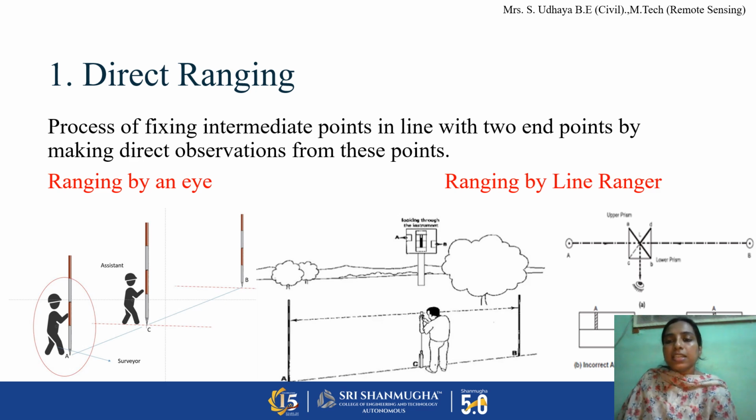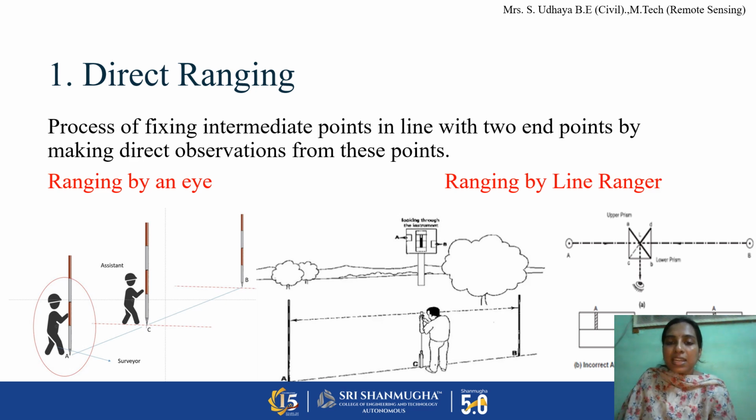The next method is ranging by line ranger. As you see in the picture, a line ranger device is used. A and B are two survey stations. In between, we approximately fix a point and place the line ranger instrument as shown in the figure. The surveyor looks through the slits of the line ranger so that he can find the exact position of A and B.